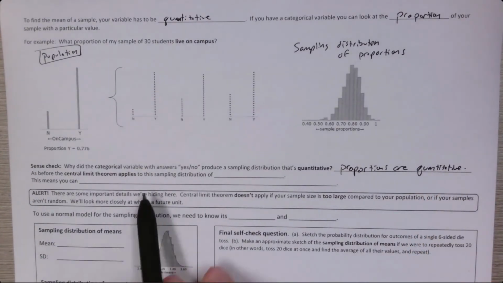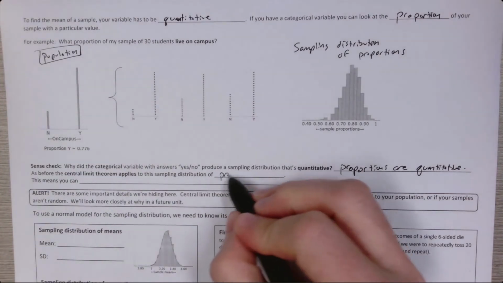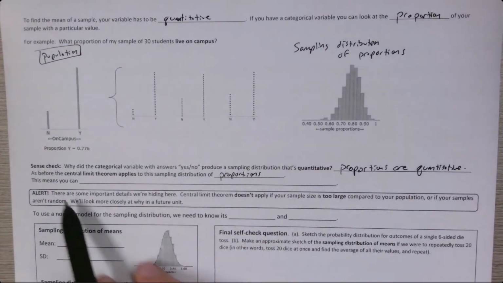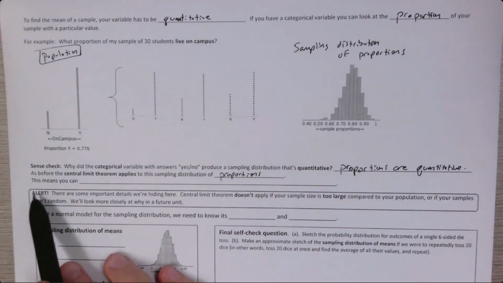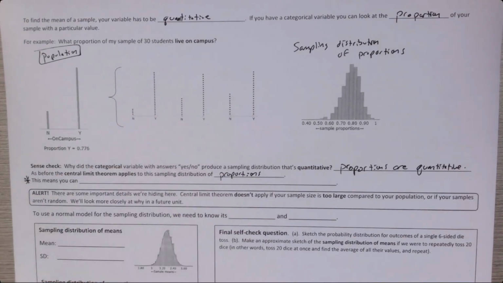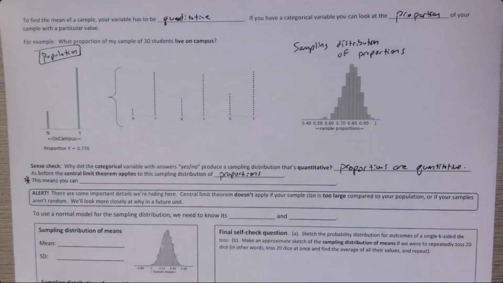Okay, as before, the central limit theorem applies to this sampling distribution of proportions. I don't know why I made us write this over and over again. So check your idea from the front. What does this mean? I'm not going to show you this. This one we'll debrief in class. So what does it mean to say that the central limit theorem applies to this scenario?